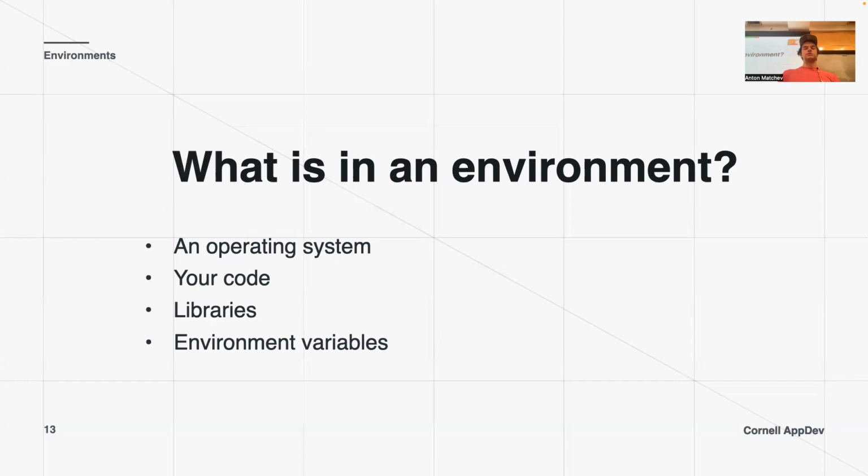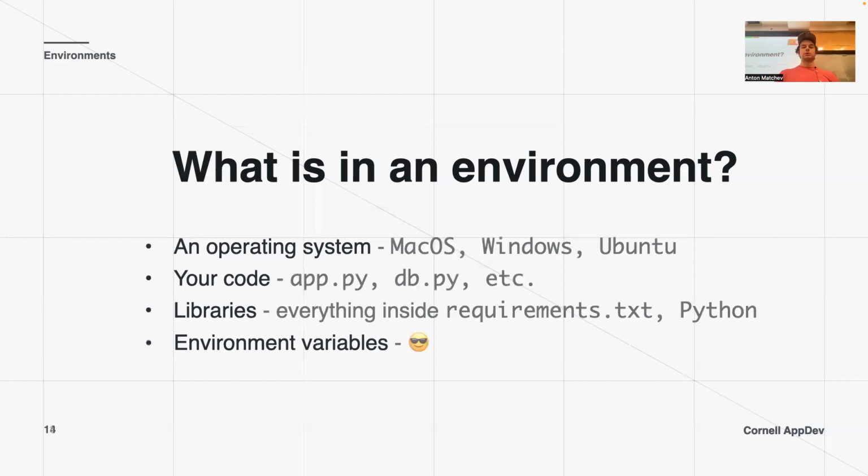The third thing is the libraries, and these are the tools and dependencies that you use to run your code. In our case, this was the requirements.txt file. We use those libraries to actually run our code. And then the last thing are these environmental variables, which we'll touch on in a second. So the operating system is Mac OS, Windows, Ubuntu. Our code is our app.py, db.py. The libraries are requirements and also Python. And then we're going to talk about environmental variables in a second.